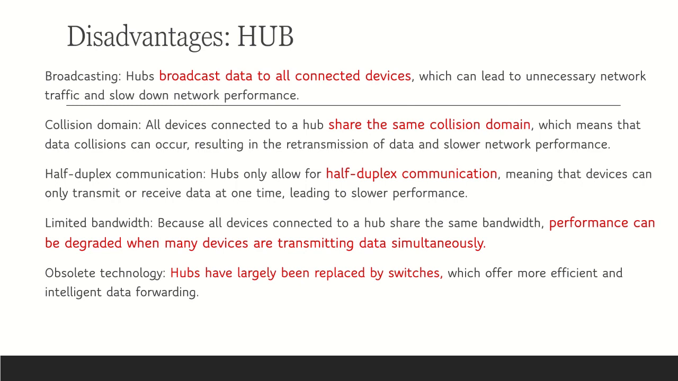Another disadvantage is that the transmission mode is half duplex communication, which means devices can only transmit or receive data at a time, which can lead to slower performance. Also, all devices connected to the hub share the same bandwidth, so performance can be degraded when many devices are transmitting data simultaneously.